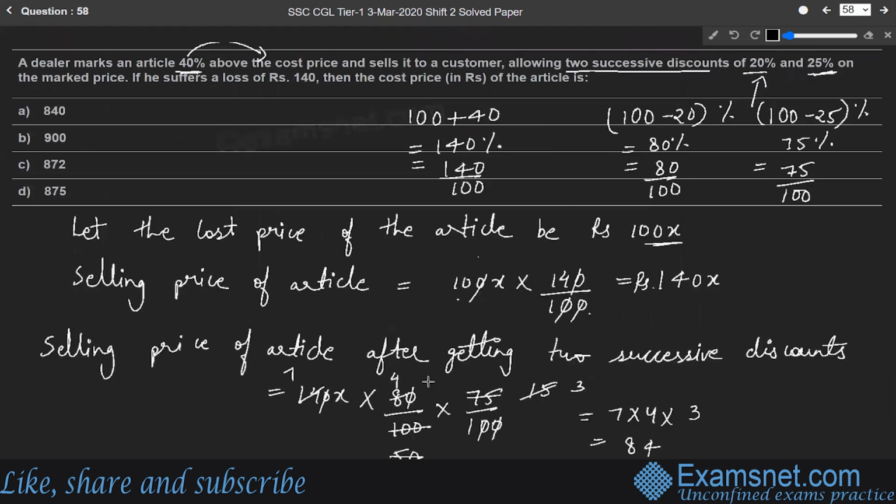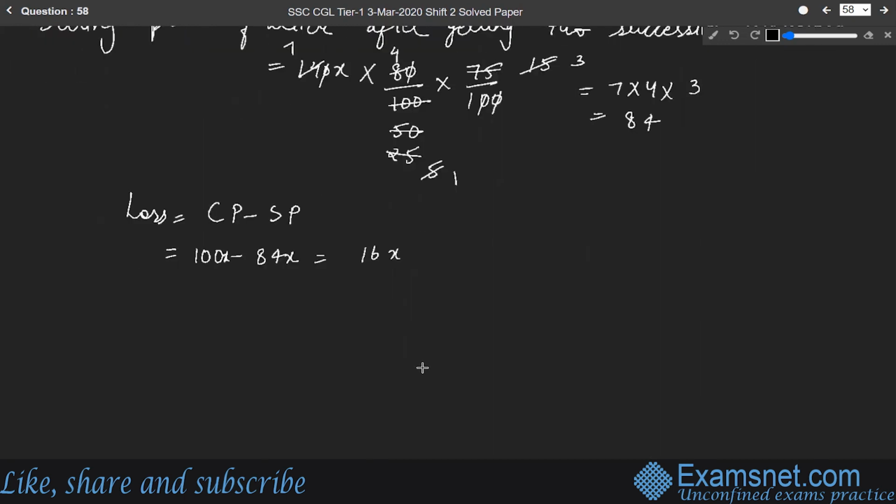But the value of loss is already given in the question that he suffers a loss of rupees 140, means the loss is rupees 140. And here we have loss equal to 16x. Since both are the values of loss, it means 16x is equal to 140. So from here we will get the value of x. x will be equal to 140 divided by 16.